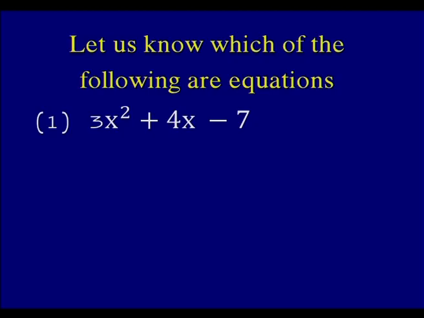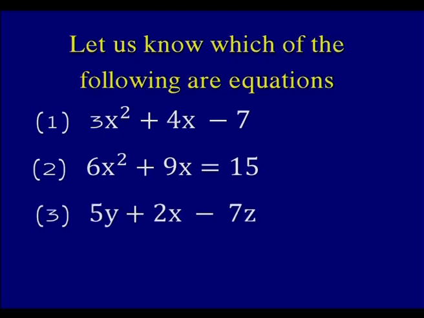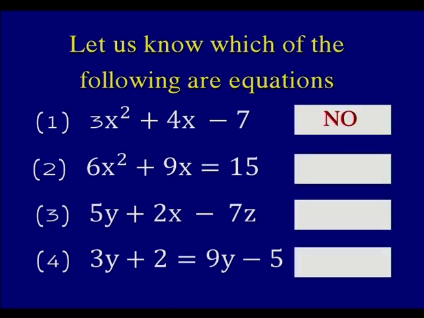Let us know which of the following are equations. First, 3x square plus 4x minus 7. Second, 6x square plus 9x is equal to 15. Third, 5y plus 2x minus 7z. Fourth, 3y plus 2 is equal to 9y minus 5. First one is not an equation because it contains only one expression. Second one is an equation because it contains both LHS and RHS. Third one is not an equation, whereas 3y plus 2 is equal to 9y minus 5 is an equation.